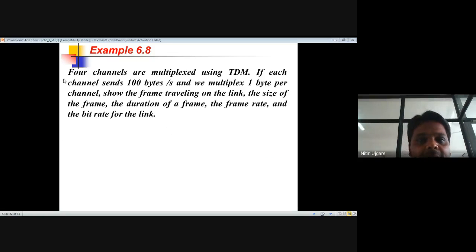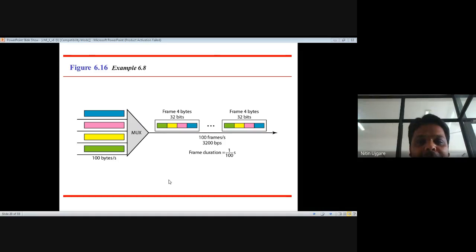So I'll just go fast. 4 channels are multiplexed using TDM. If each channel sends 100 bytes and we multiplex 1 byte per channel, show the frame traveling on the link, the size of the frame, the duration of the frame, the frame rate, and the bit rate for the link. The answer to this question is given in this figure. The multiplexer is shown in this figure. Each frame carries 1 byte from each channel.